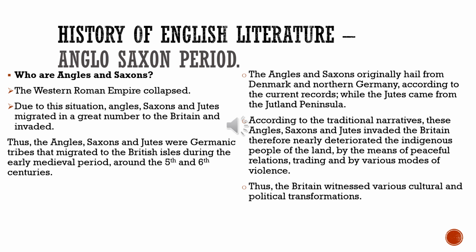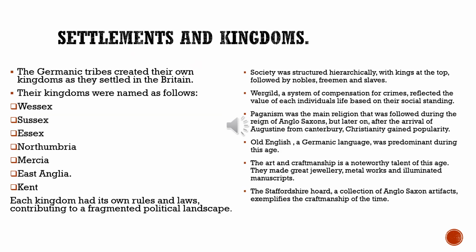Now let us look at what kingdoms were established during the period. The Germanic tribes created their own kingdoms and settled in Britain with their own power. Their kingdoms were named as follows. Wessex, which is in the southwest, eventually became the dominant kingdom under King Alfred the Great. It played a pivotal role in repelling Viking invasions and later formed the nucleus of a unified England.